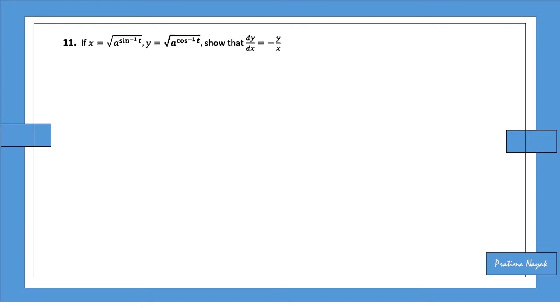Next question. Next question is 11. It is x is equal to square root of a to the power sin inverse t, y is equal to square root of a to the power cos inverse t, so that dy by dx is equal to minus y by x. This question is a very common question in the board examination, but you can do this question by various methods. You can take logarithm on both sides, you can square it. So here we are applying the parametric form.